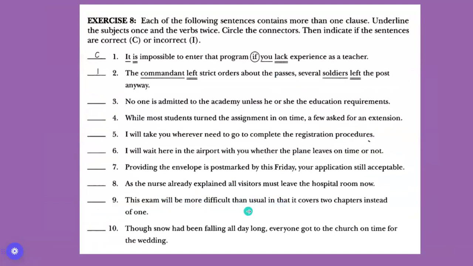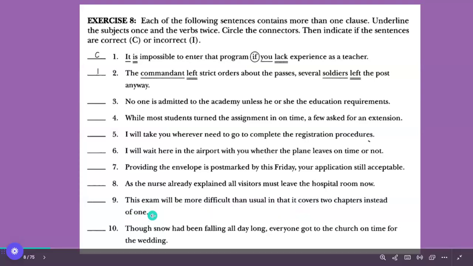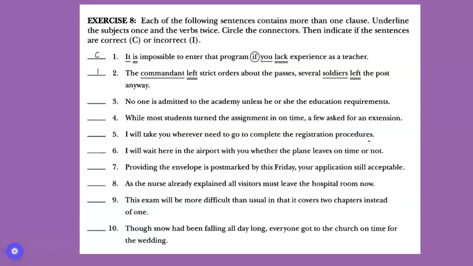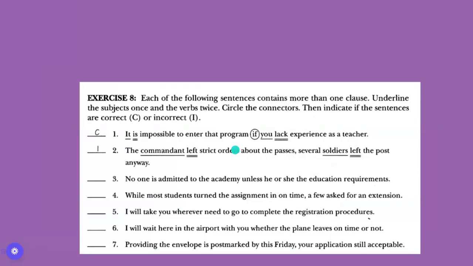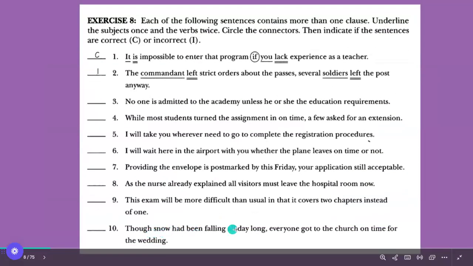This sentence is correct. I have a subject and verb: subject, it, and verb, covers. Last one. The snow had been falling all day long. Let's go back to my connectors. And I have here the connector "though." That shows contrast. And that means that I need to have a comma. The snow had been falling all day long, comma.